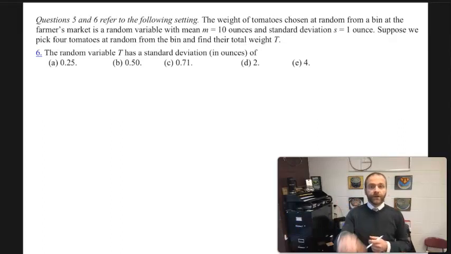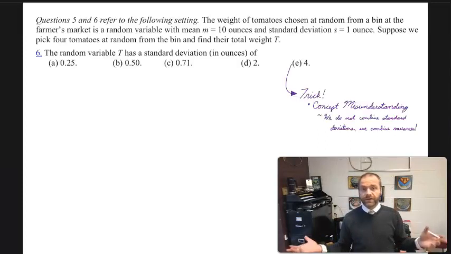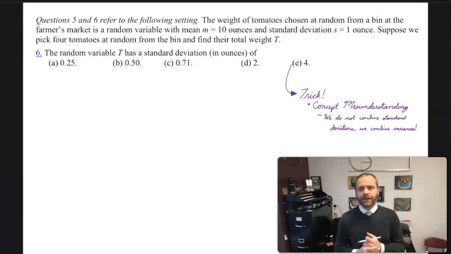Put it away, grab another one, and so on. The random variable t, because remember t is the total weight, has a standard deviation in ounces of what? Well, if one of them has a standard deviation of 1, then it probably is going to go ahead and say the standard deviation is 4. And so the answer is not E. That is a conceptual misunderstanding.